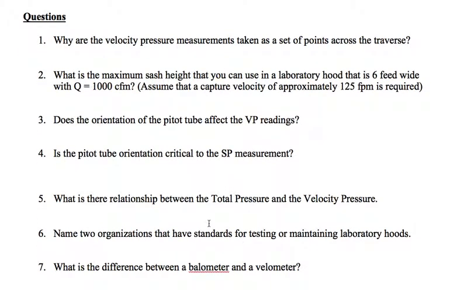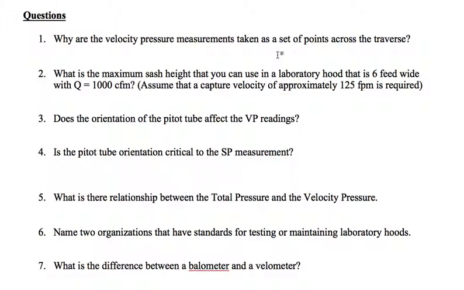Okay, last thing, I'd like to ask you to answer some questions on this assignment. For instance, why are we taking these velocity pressure measurements in the ductwork as a set of points across a traverse? Why not just take 1 reading? Why are we taking 10 readings across the ductwork? You can let me know why you think we're doing that instead of just taking a single reading.